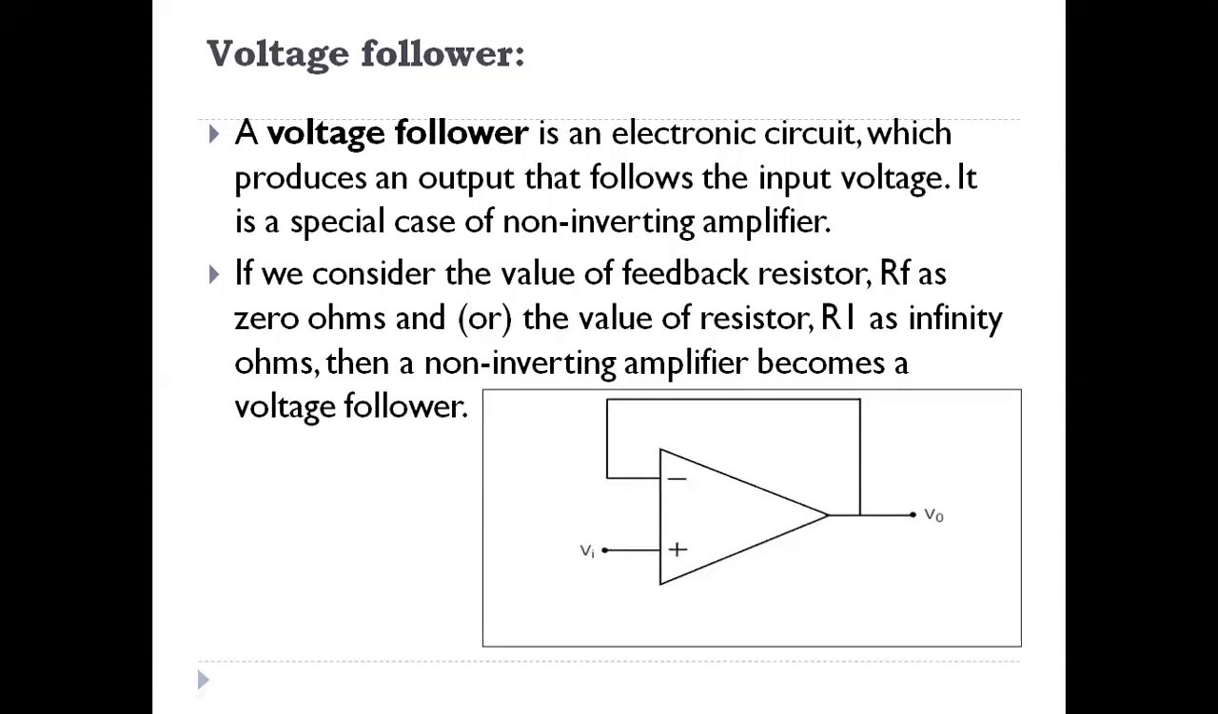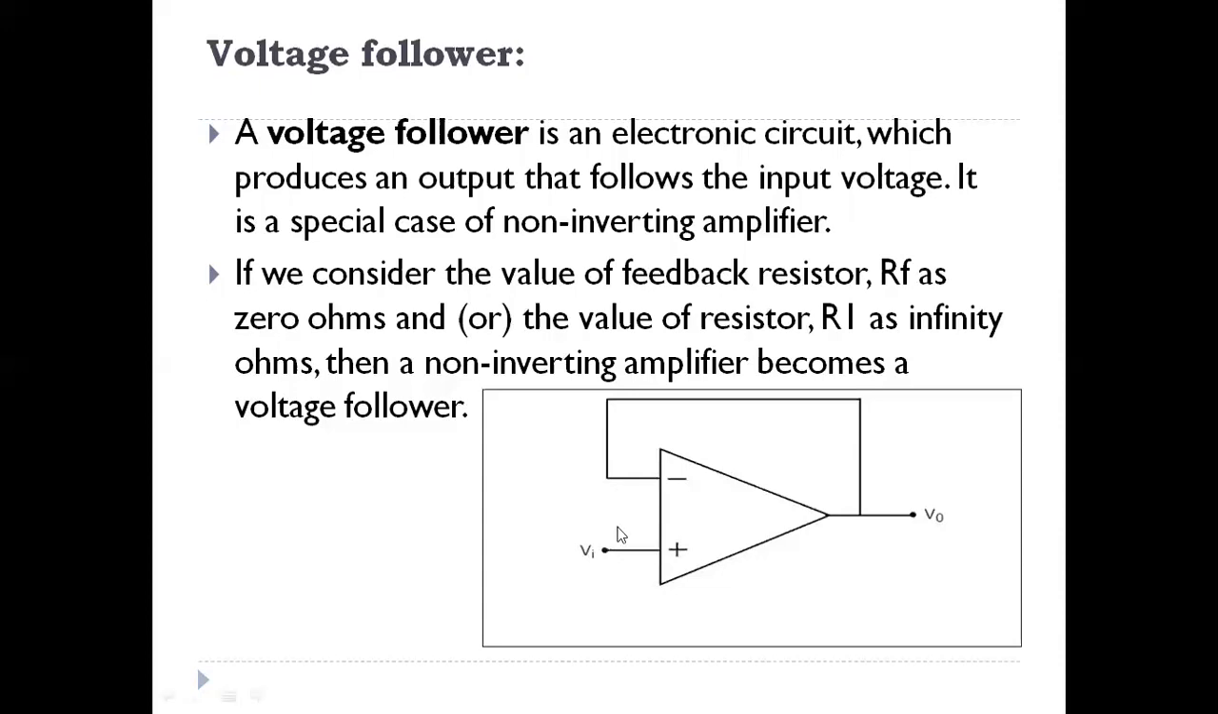If that feedback resistance is 0 ohms, the current is infinite. Current infinite means we can take that circuit as a closed circuit, that loop as a closed loop. So if RF is 0, we can take it as a closed loop. Next, if R1 is infinite, the resistance at this point is infinite. R1 infinite means the current is 0. Current 0 means we can take that as an open loop.